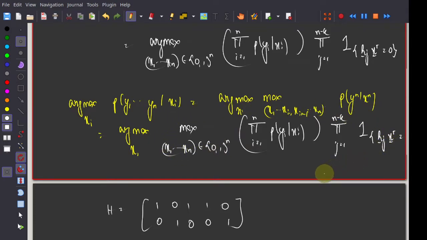We've seen this before. It is equal to the product over i going from 1 through n of p of yi given xi, times these local functions, each corresponding to one of the parity checks. This is equal to 1 if the jth parity check is satisfied, and equal to 0 if the jth parity check is not satisfied.